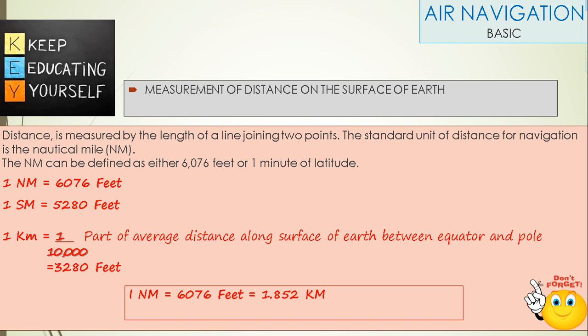Measurement of distance on the surface of Earth. Distance is measured by the length of a line joining two points. The standard unit of distance for navigation is the nautical mile. A nautical mile can be defined as 1 minute of latitude or 6076 feet. A kilometer is defined as 1 upon 10,000 part of the average distance along the surface of Earth between equator and pole. Remember, 1 nautical mile is equal to 1.852 kilometers.